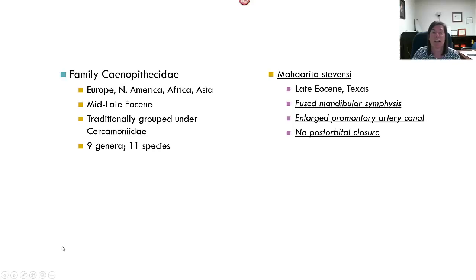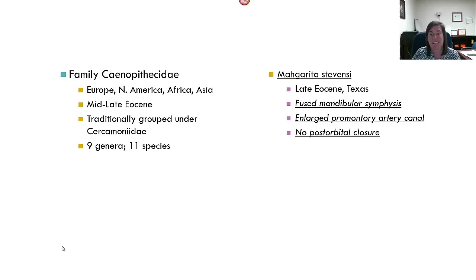The next family is family Caenopithecidae. These are found in Europe, North America, Africa, and Asia, and slightly later in the Eocene. We're looking at mid to late Eocene. Traditionally, they were grouped under the Cercamoniidae, but now they've been separated out. There are 9 genera and 11 species. The most important one is Mahgarita stevensi.